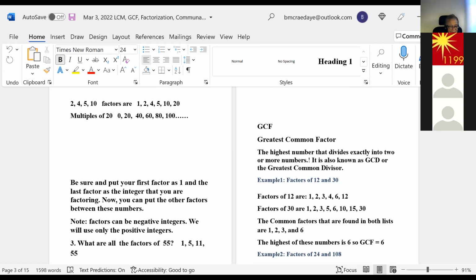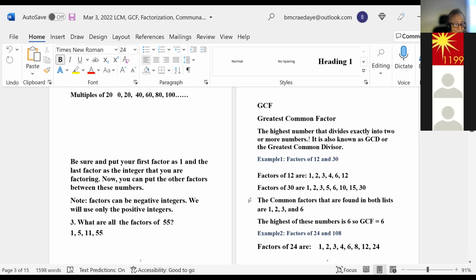Okay. So for the factors of 55, what did you notice about 5 and 11? They're both prime numbers, and prime numbers only factor into themselves and 1, right? Okay. So 5 and 11 are prime numbers. Remember, that's the rule. They only factor into themselves and 1.